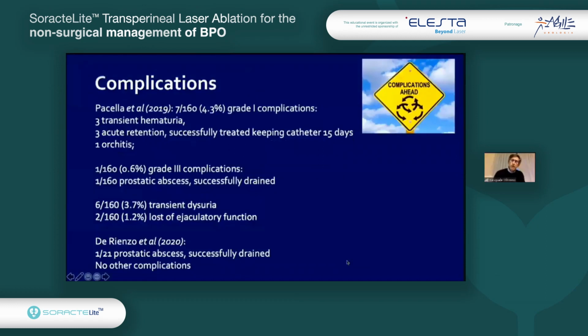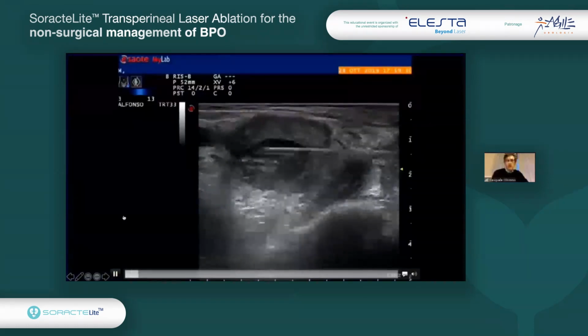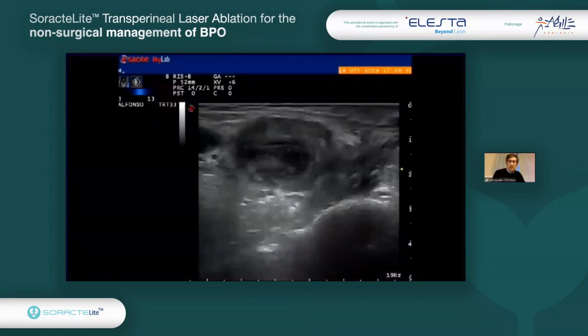So if we look at the complications of this study, in the Pacella study, there were 3 grade 1 complications, 3 transient hematuria, 3 acute retention resolved by catheter in 15 days, 1 orchitis, and 1 grade 3 complication was a prostatic abscess successfully drained. There were also 6 cases of transient dysuria and 2 cases of loss of ejaculative function. In our case, we have 1 abscess, and that was a patient who had very severe dysuria.